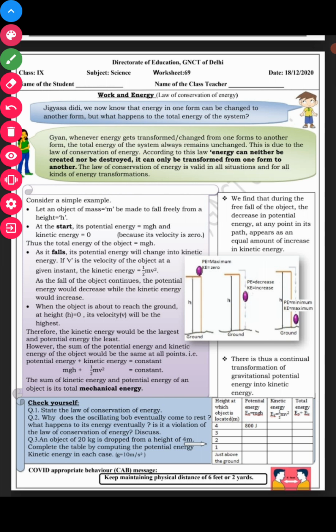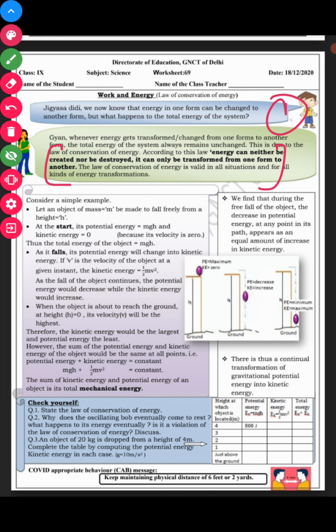Let's do a practice exercise. First, state the law of conservation of energy: energy is neither created nor destroyed in a system. Second, why does the oscillation of a bob eventually come to rest, and what happens to its energy eventually? Is this a violation of the law of conservation of energy? Let's discuss.